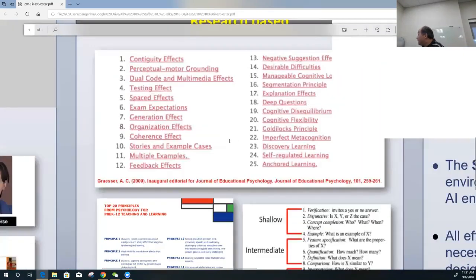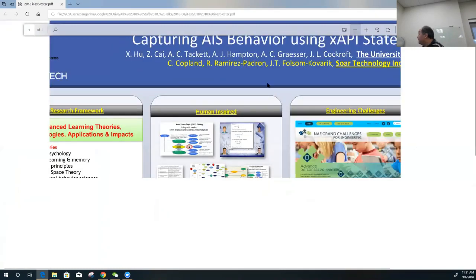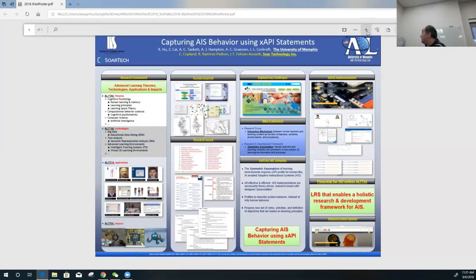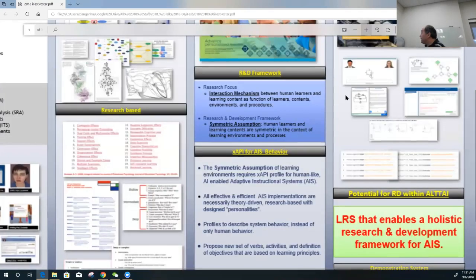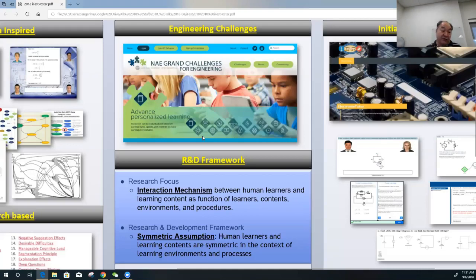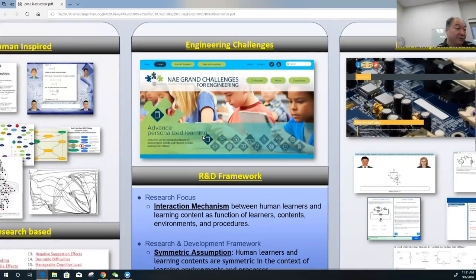So now the next one over here. Oops. So then we realize what we're doing is actually one of the major problems in engineering. Now see this one here. I'm not sure whether you know that this website is called the National Academy of Engineering. It's a U.S.-led organization, but it's worldwide. It identified the challenges for this century. One of the things is actually advanced learning and personalized learning.